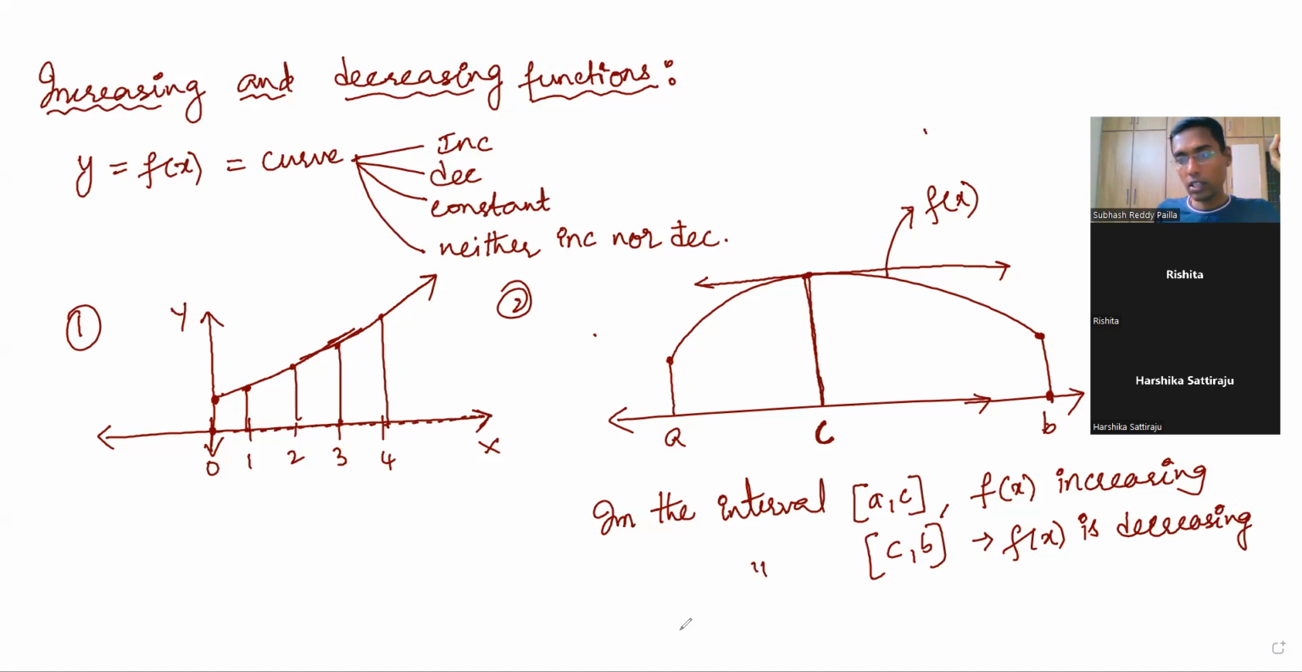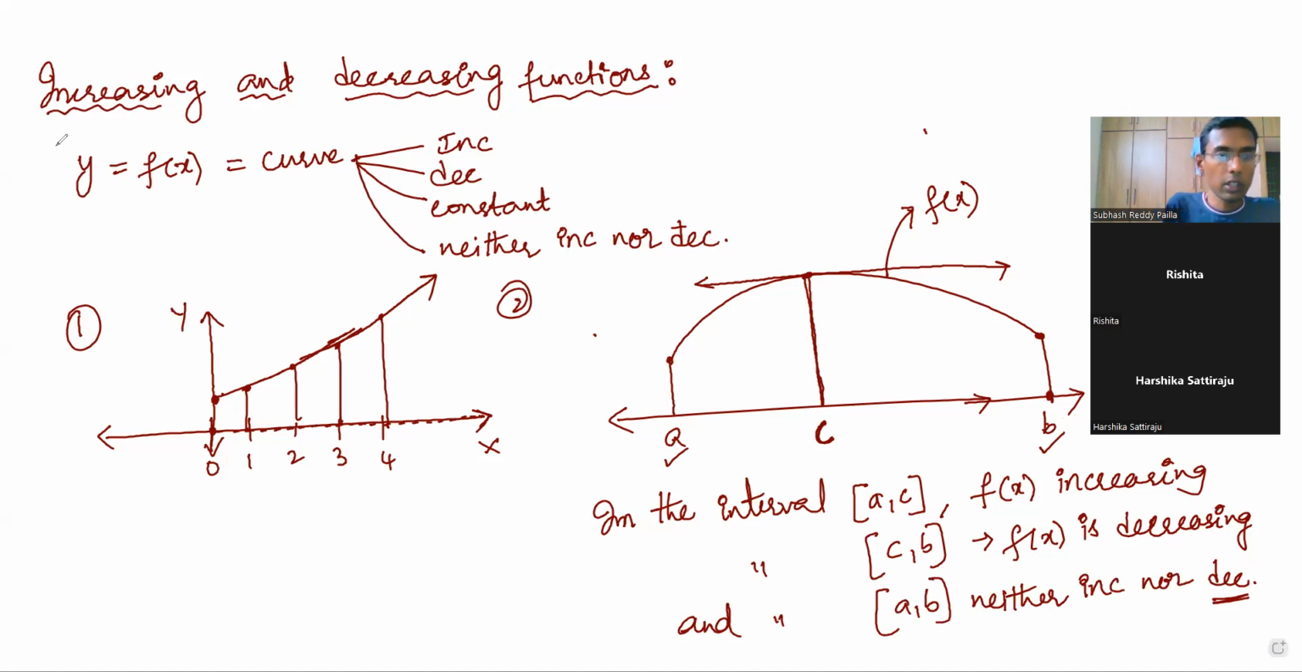Neither increasing nor decreasing. Can you say it is increasing from A to B? No, sir, you can't say. And can you say it is decreasing? No, you can't say. So the terminology we use is, from A to B, neither increasing nor decreasing. You understand?